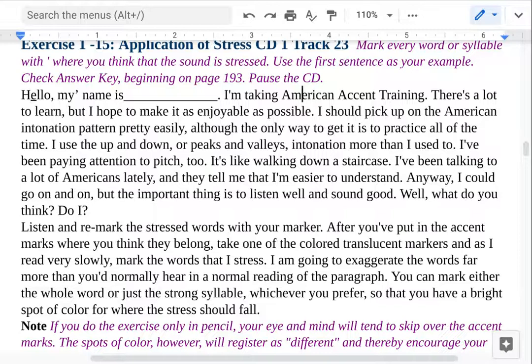Hello, my name is Anne. I'm taking American accent training. There's a lot to learn, but I hope to make it as enjoyable as possible. I should pick up on the American intonation pattern pretty easily, although the only way to get it is to practice all the time. I use the up and down or peaks and valleys intonation more than I used to. I've been paying attention to pitch, too. It's like walking down a staircase. I've been talking to a lot of Americans lately, and they tell me that I'm easier to understand. Anyway, I could go on, but the important thing is to listen well and sound good. Well, what do you think?